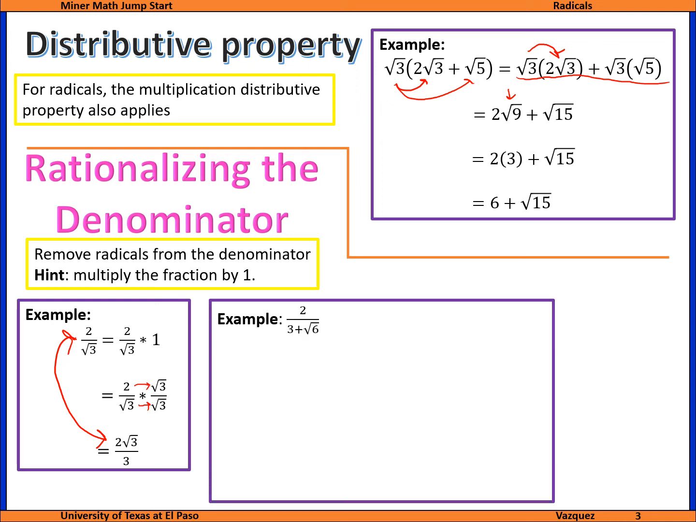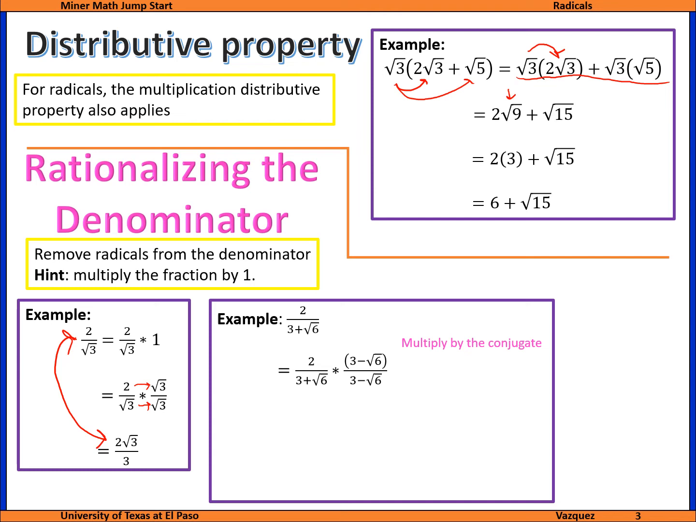Okay, after that, we have another example. This one looks a bit more complicated because it is, but not by much. There's another trick we can do with this. What we're going to do with 2 over 3 plus the square root of 6 is something we call multiplying by the conjugate. What does that mean? Well, we're still going to be multiplying by 1, but now using the conjugate.